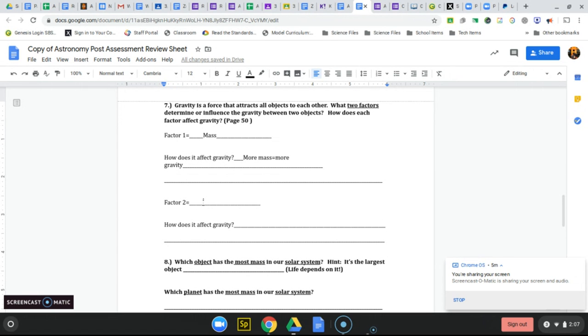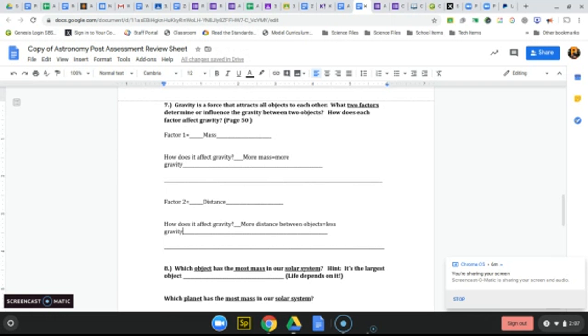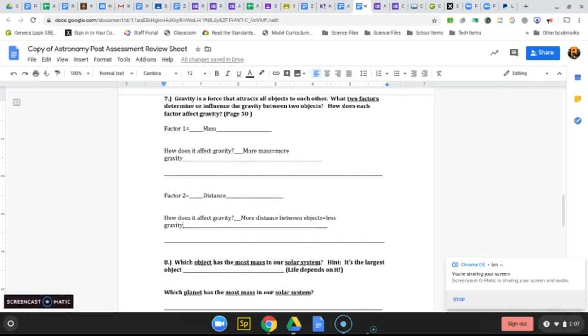And the second factor, distance. So basically, more distance between objects equals less gravity. Okay, so the farther things are, the less gravity they have. This is why the moon is controlled by the Earth and not the sun.